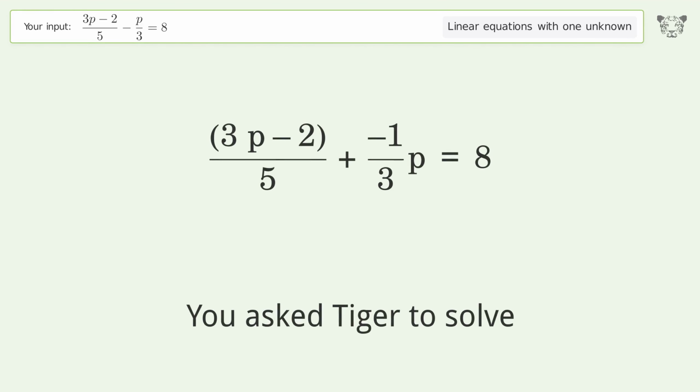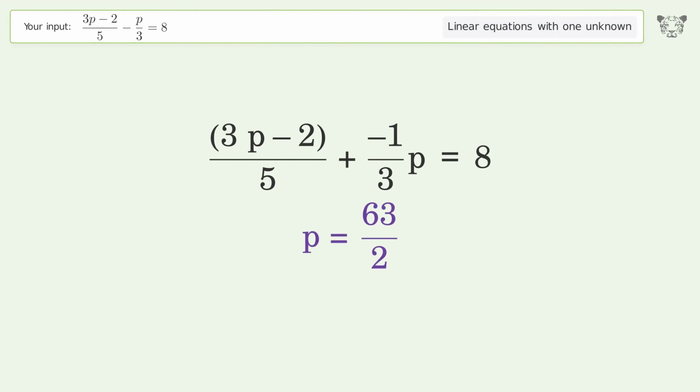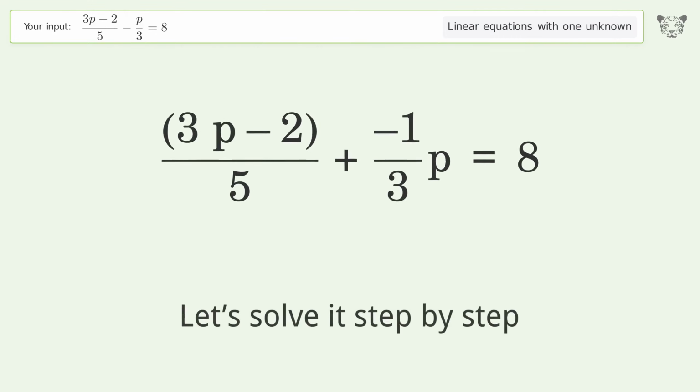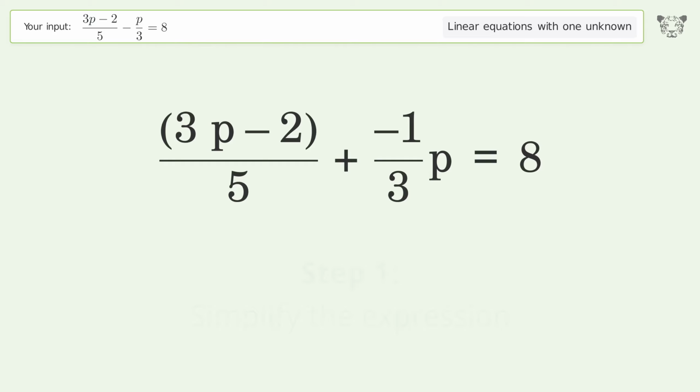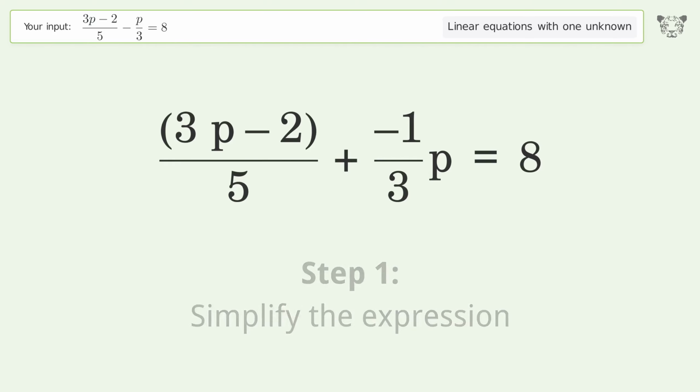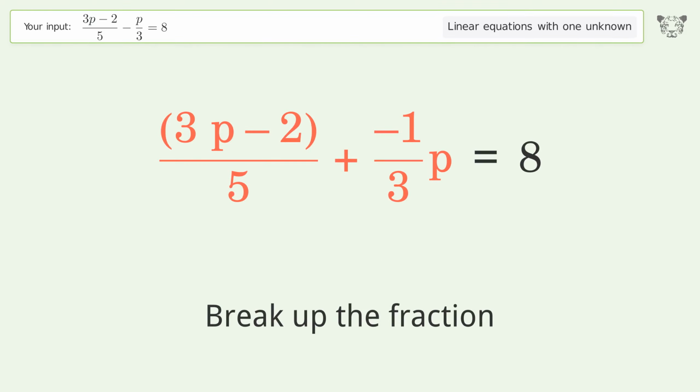You ask Tiger to solve. This deals with linear equations with one unknown. The final result is p equals 63/2. Let's solve it step by step. Simplify the expression. Break up the fraction.